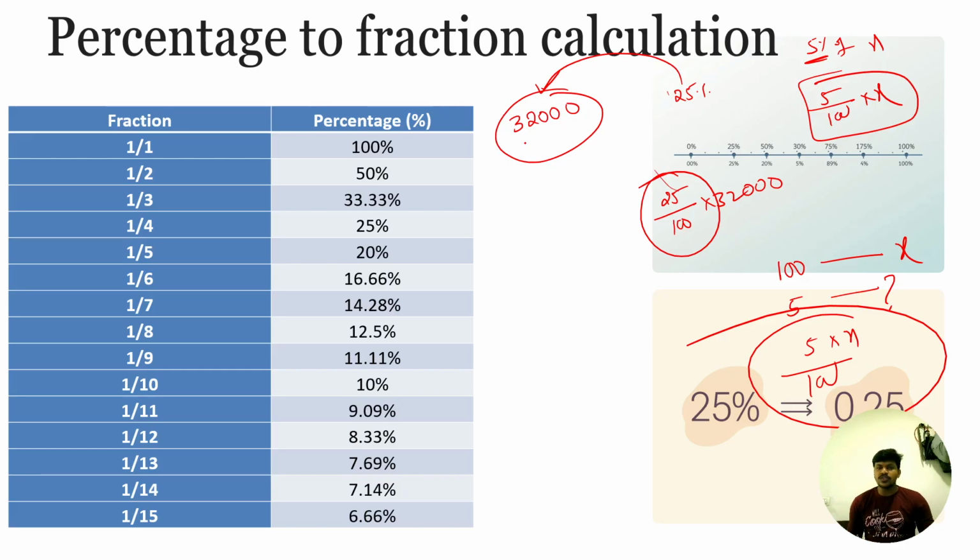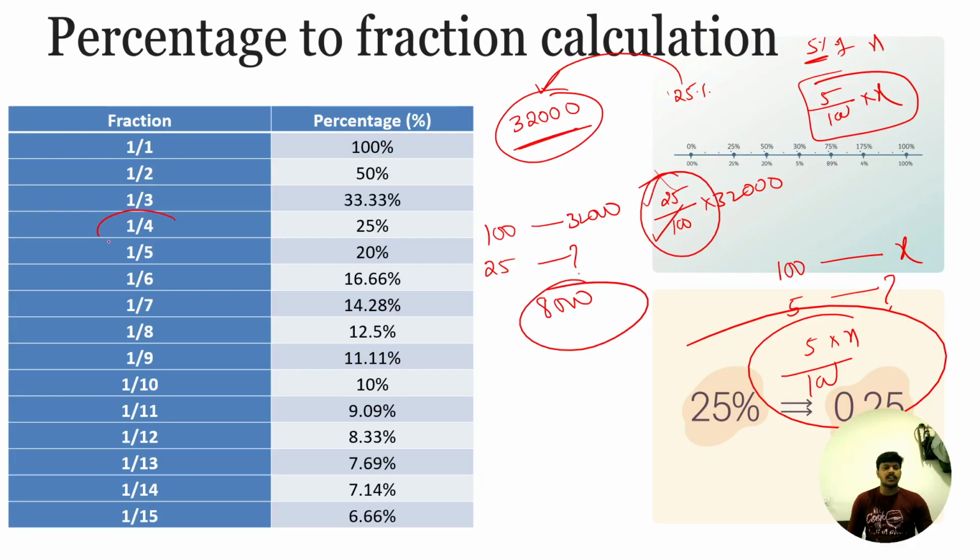Like that, what is 25% of 32,000? That means your whole value is 32,000. Then what is the 25 value in that? You are going to get 8,000. But instead of calculating 25%, you can directly calculate 1 by 4th of the value. You are going to get the same answer, 1 by 4th of 32,000. So how are you going to get that? How do you know what percentage is for what fraction, or what fraction is for what percentage? That's what we are going to discuss here.